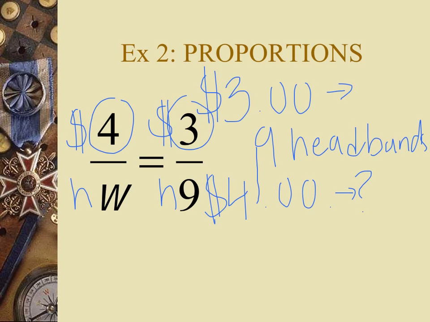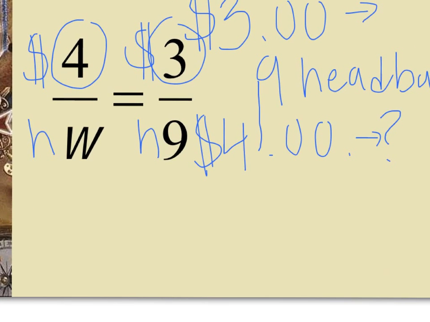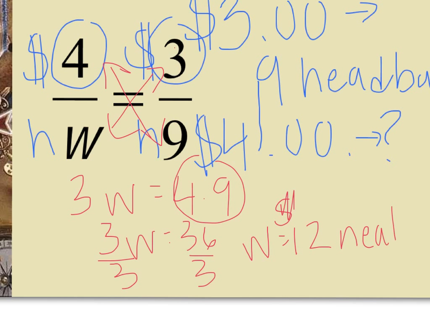Now to solve it using the means and extremes property, what I want to do is cross multiply, or means and extremes, because we're not supposed to say that. I can do 3 times W first, or 4 times 9. 3W equals 4 times 9. You can skip this step if you'd like, where 3W equals 36. And then do I divide or do I subtract? If you said divide, you are the reason I get up in the morning. So W equals 12 headbands. Notice how neat this is? I love these things.